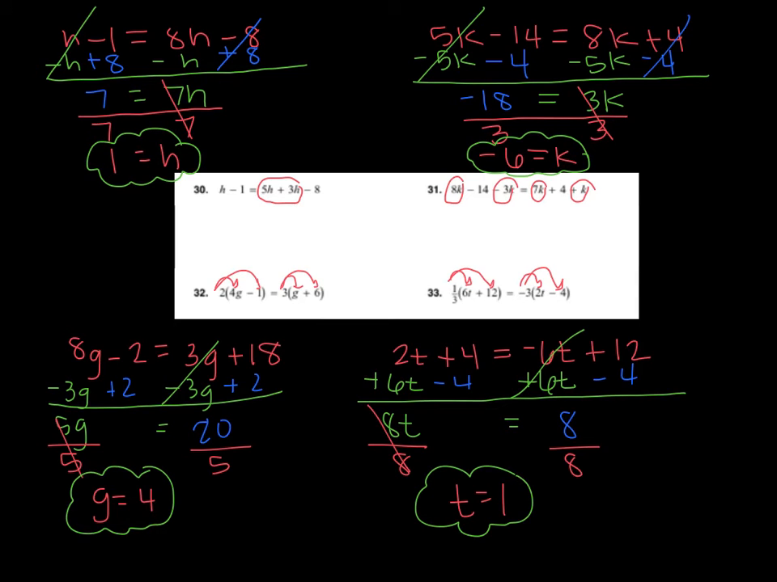Okay, so on this one, I chose to move my negative 6t to the other side by adding. Then I subtracted 4 from both sides. And then I divided by 8, and I got 1. Now, some of you may have moved the 2t to the other side and your 12 to this side, but it doesn't matter. You should still get 1 because it's the same equation. You just solved it the opposite way than me. You moved your variables to the other side.